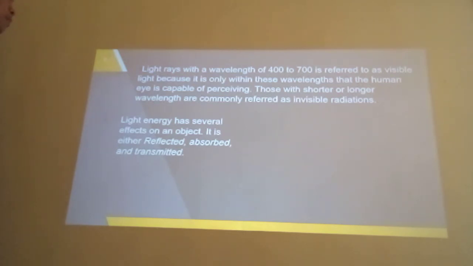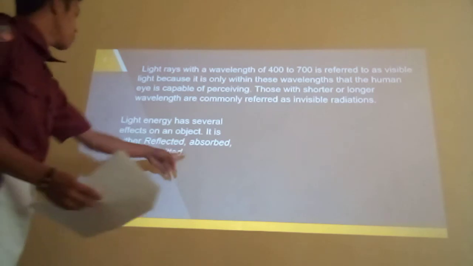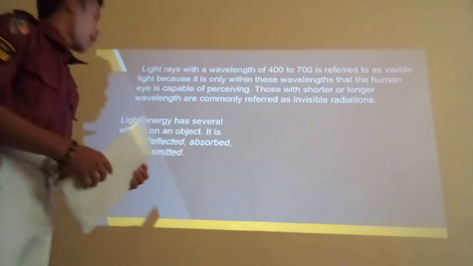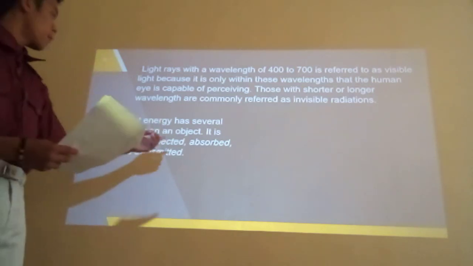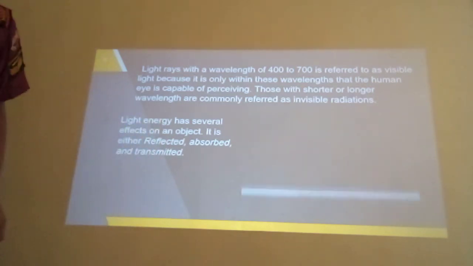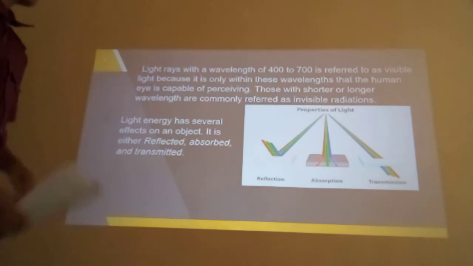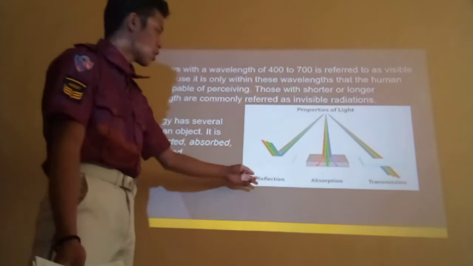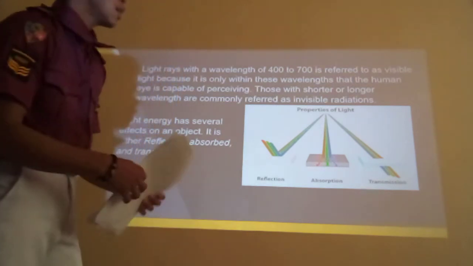Light energy has several effects on an object. It is either reflected, absorbed, or transmitted. So the light energy has three effects: reflected, absorbed, and transmitted. I have the examples there. These are the properties of light. As you can see, the reflection. For example, the reflection is in the mirror.